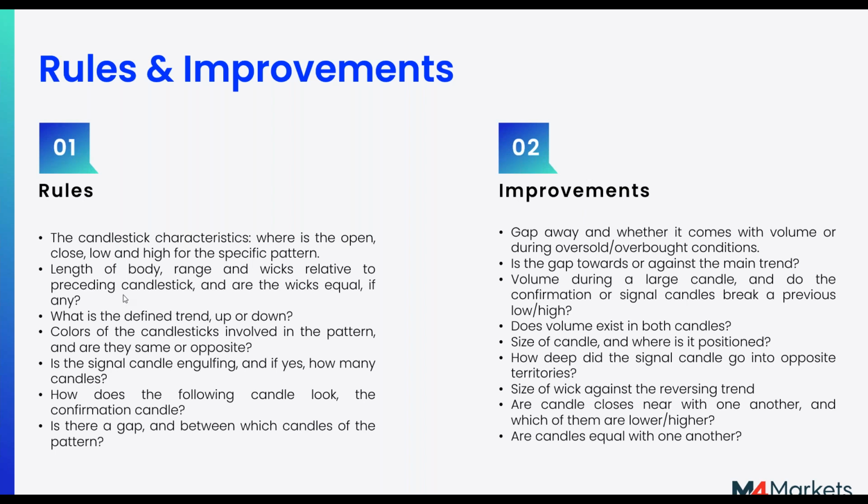And we're not just talking about the preceding candlestick. Of course, based on the candlestick pattern that we look at, it might be 3 or 4 or 5 candlesticks involved, right? We need to pay attention and look at each one of them. What is the defined trend, which is very important? Are we moving up in the longer term or down? The colors of the candlesticks involved in the pattern, you know, are they the same color or are they the opposite? Is the signal candle engulfing?